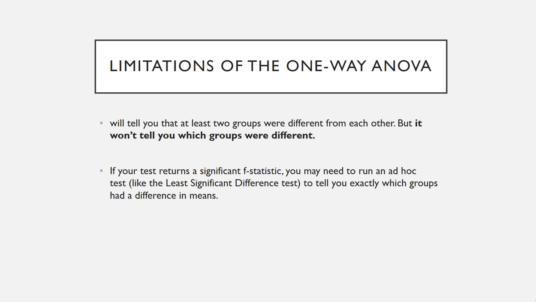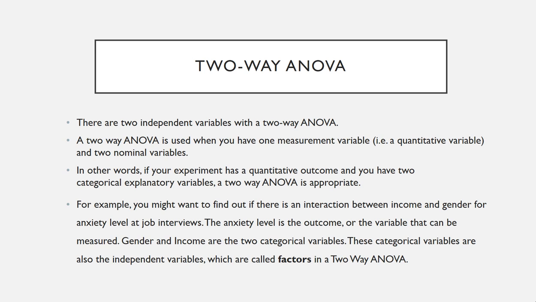Right, so the limitation is that one way ANOVA can tell you at least two groups were different from each other, but it won't tell you which groups were different. Right, you cannot specifically pinpoint. If your test returns a significant F statistic, you need to run a post hoc test like the least significant difference test to tell you exactly which groups have a difference.